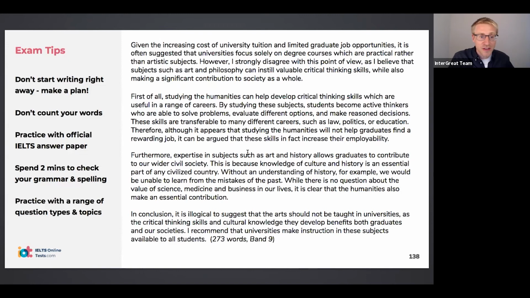Let's see, so the next question we have is from Stephen. Stephen is asking, what will happen if I write one body paragraph in my essay?